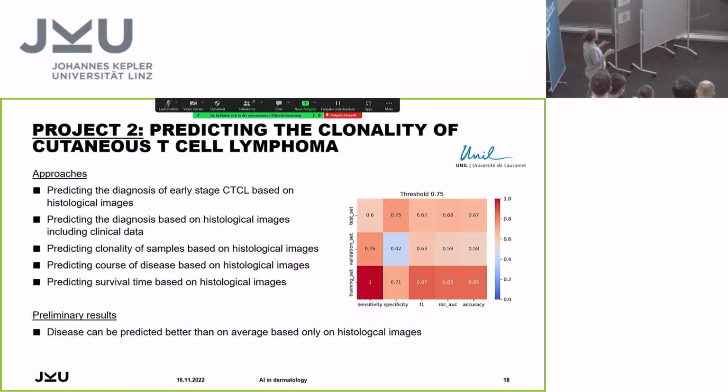Very preliminary results show us that a neural network can predict better than average, based on only whole slide images, whether a lesion is malignant or inflammatory, which we can see here.